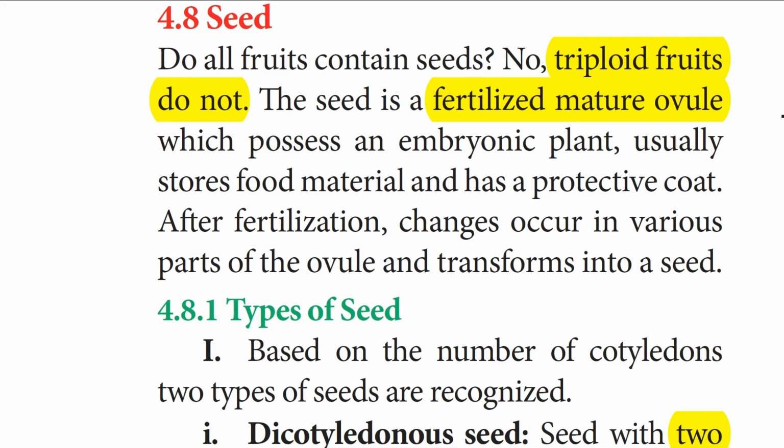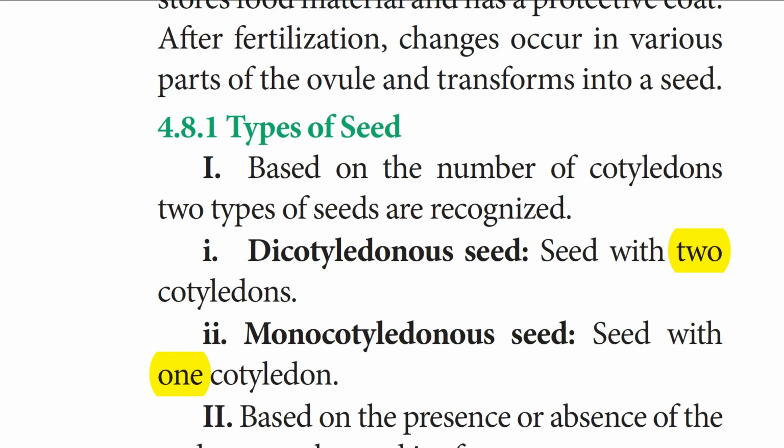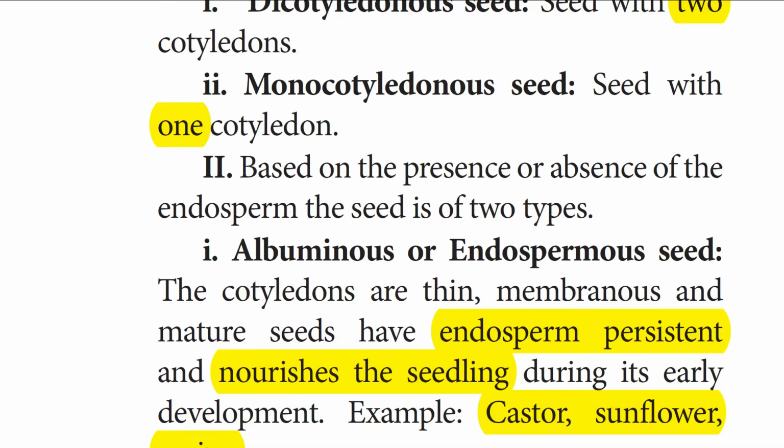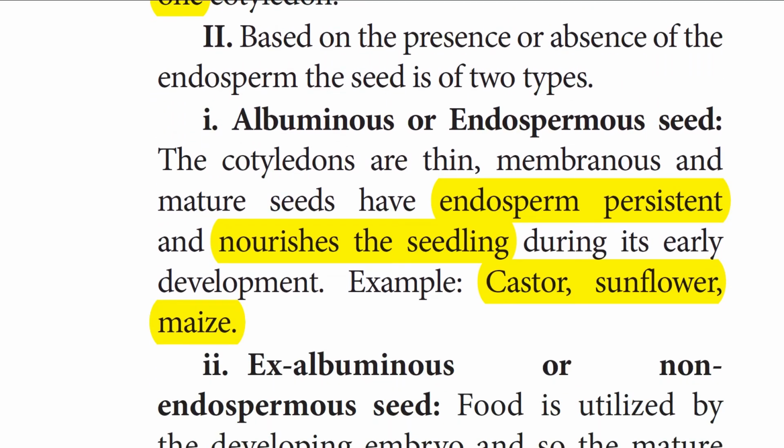There are two types of seeds based on the number of cotyledons. If the seeds have two cotyledons, they are called as dicotyledonous seeds. If the seeds have single cotyledon, they are called as monocotyledonous seeds. Based on the presence and the absence of the endosperm, the seeds are of two types. If they possess the endosperm, they are called as albuminous seeds or endospermous seeds. This endosperm will persist in the seed and it will nourish the seedling during the early development of the embryo.